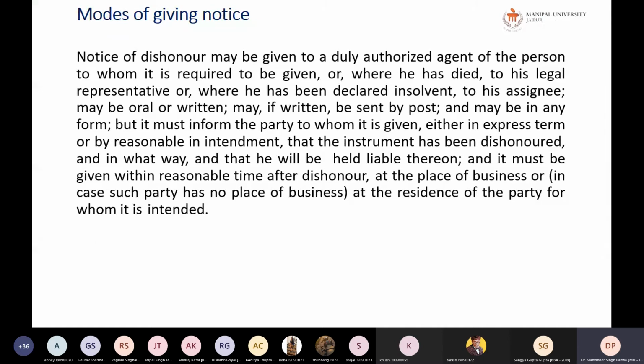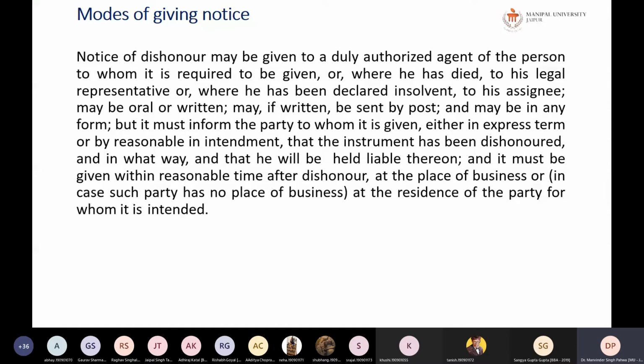What can be the mode of the notice? Notice of dishonor can be given, number one, to a duly authorized agent of a person, or if a person has died, then to the legal representative, or if a person has become insolvent, then to the assignee of that person. Such notice can be given either orally or in written form, or it can also be sent by post. It may be in any form, but the main thing is that the intention is to inform the parties, either expressly or with reasonable intendment, that he must get the information about the notice and that he will be held liable.